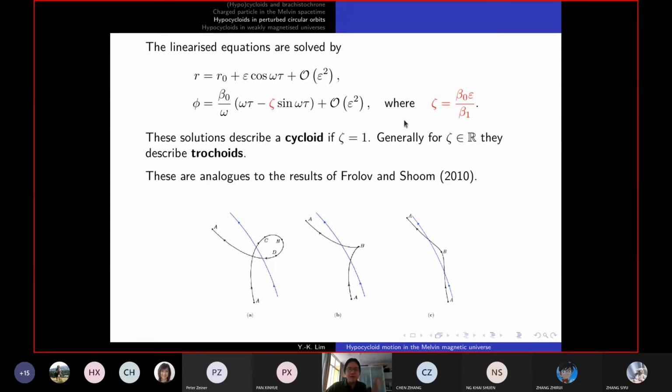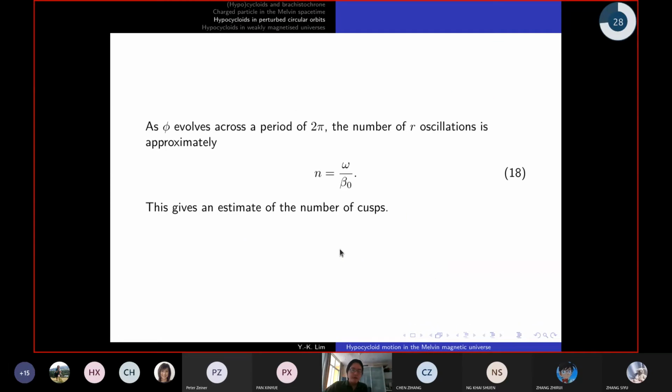If I'm looking specifically for a cycloid, then I need to choose the parameter to give me 1 over here. But in general, zeta can be any number. I believe if zeta is greater than 1, you get the looping shapes, the prolate cycloids. But if zeta is equal to 1, you get a sharp corner, and less than 1, this is where phi dot never changes sign. So when it never changes sign, you just get this kind of boring type of motion. This was obtained by Frolov and Shoom when they were studying charged particles around a weakly magnetized Schwarzschild black hole.